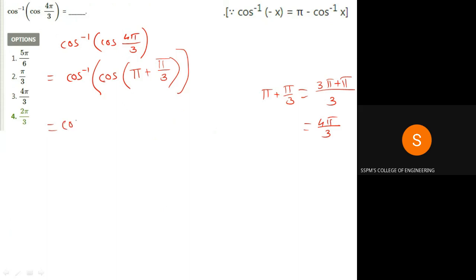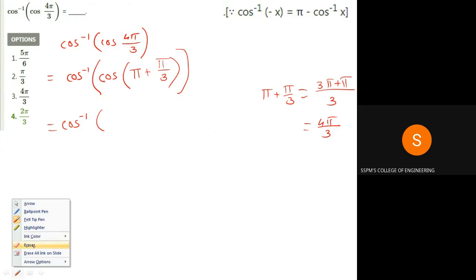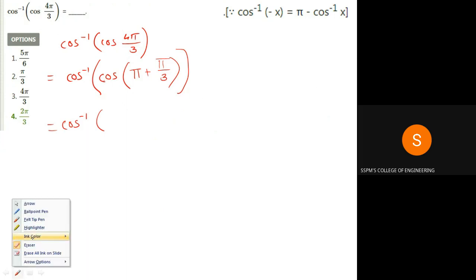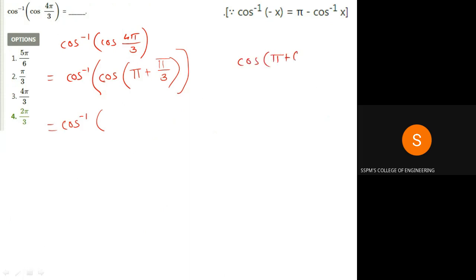So what is the next step now? Cos inverse. Now here, cos of pi plus theta, it is in the form cos of pi plus theta. We have seen this in the last example or the example before last. What is it? Minus cos of theta, isn't it? So similarly we can write it right here also, minus cos of pi by 3. Instead of cos of pi plus pi by 3, we can write minus cos of pi by 3 according to this formula.